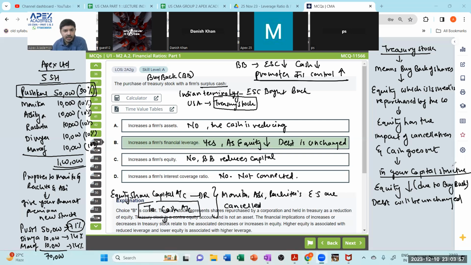Wait a second, something is written here. If there is no surplus cash, the powerful guy having more percentage in equity can bring his own money and buy the other shares. Of course, that is what they normally do. Can he? No, he will. He will do that. That's what business is.